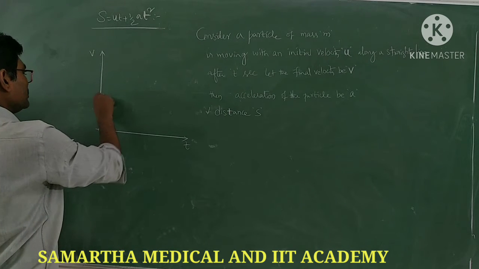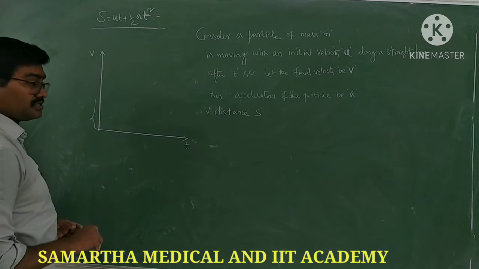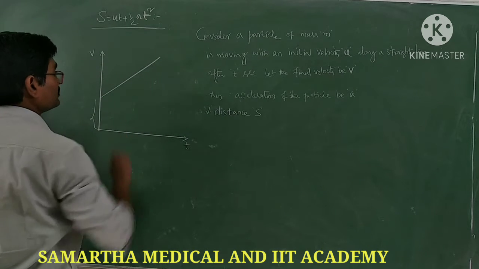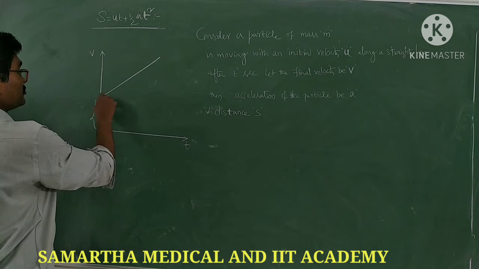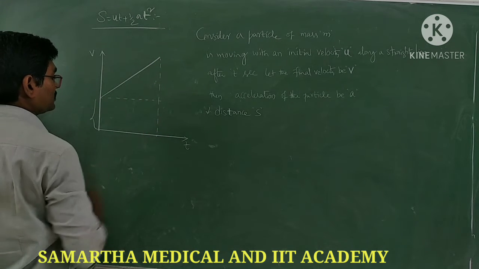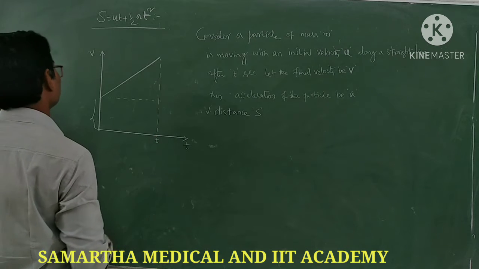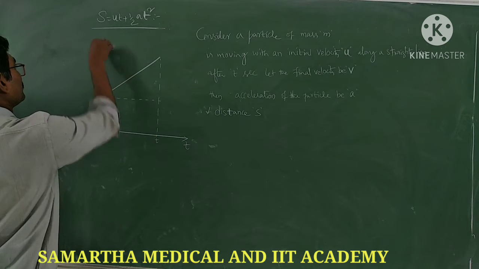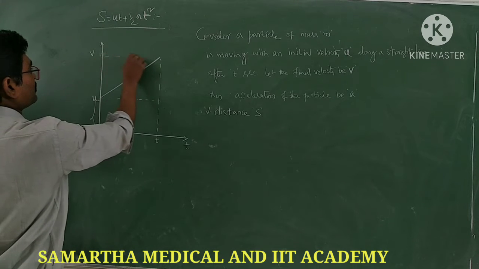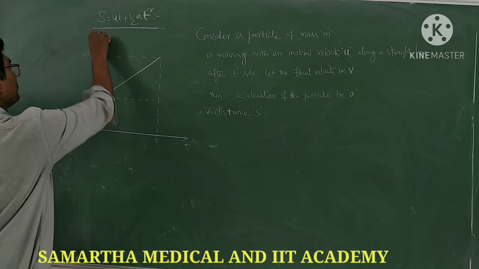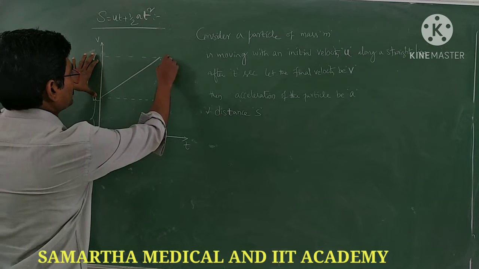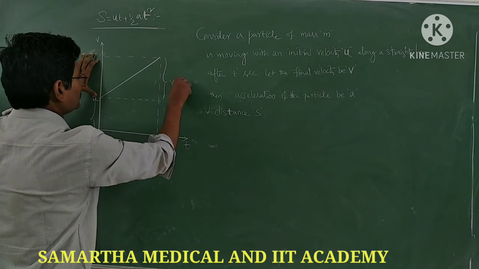Initially it has some initial velocity which is not 0. So from here it starts and goes along a straight line which has some slope, till time t. It starts with an initial velocity u and reaches a final velocity v. So the change in velocity from here to here is v minus u.